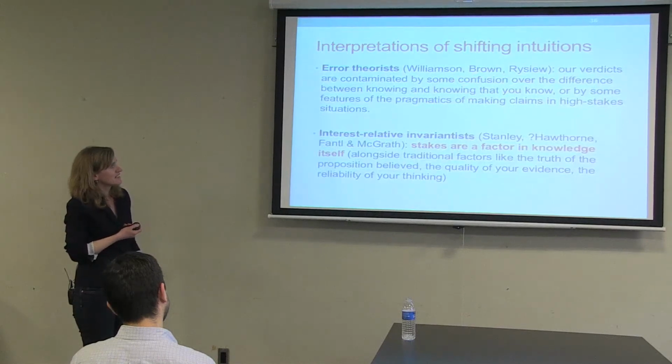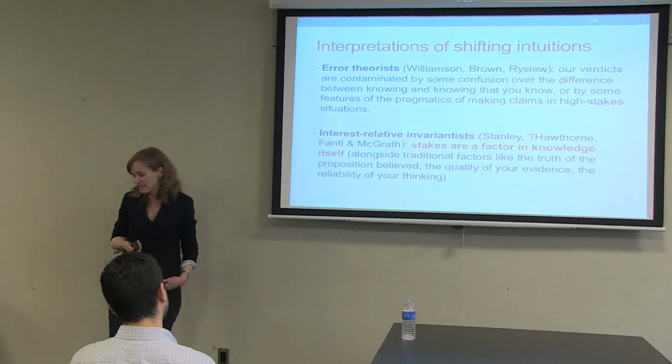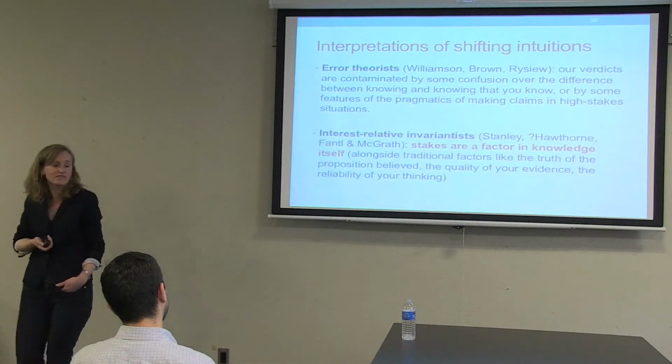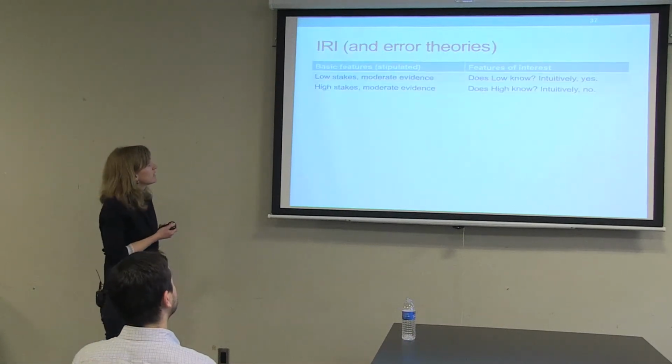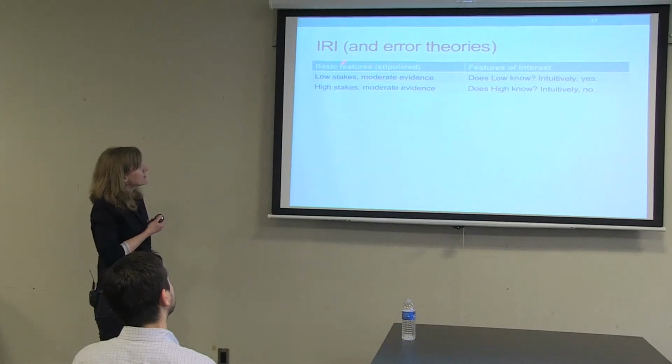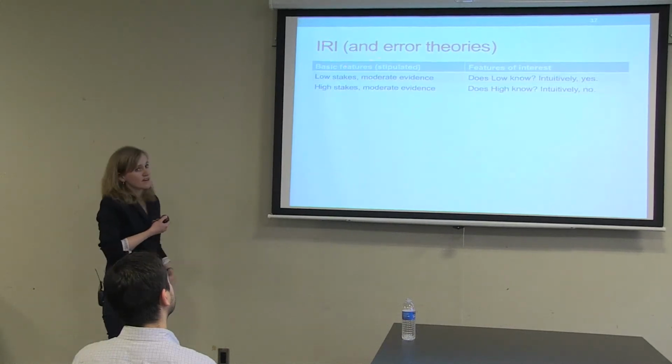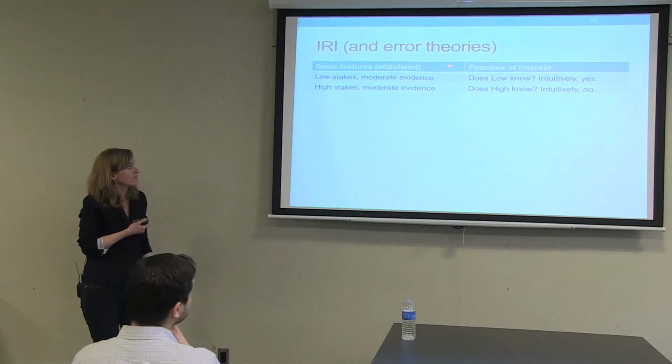And these accounts, I think, are interesting. They actually might have part of the truth in them, but I think there's actually a simpler explanation of what's going on in these cases, which I'll get to in a moment. So this is how the interest relative invariantists, like Jason Stanley, and the error theories are seeing the cases.